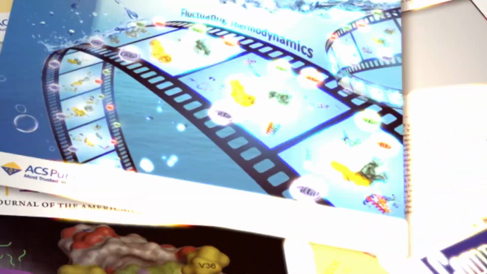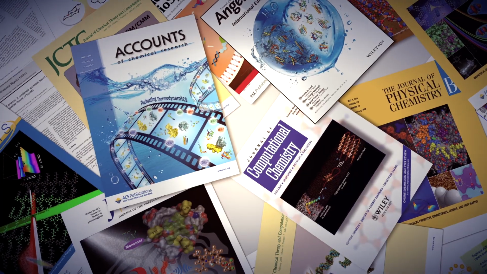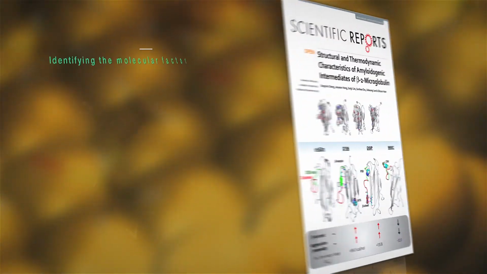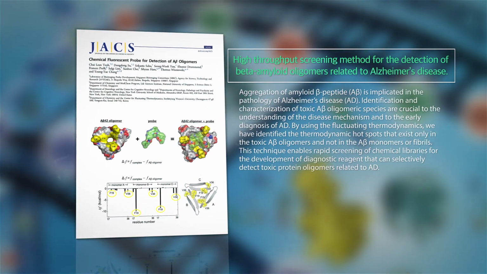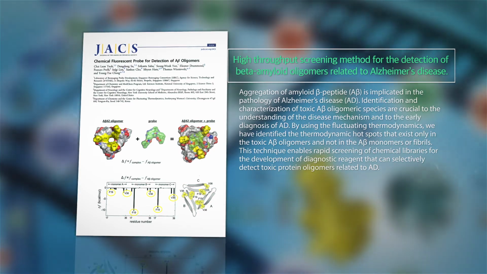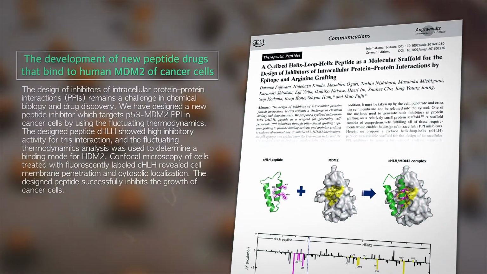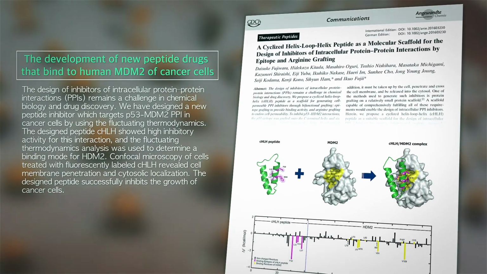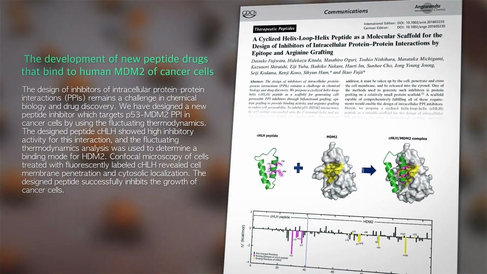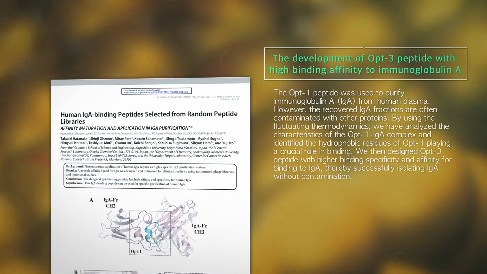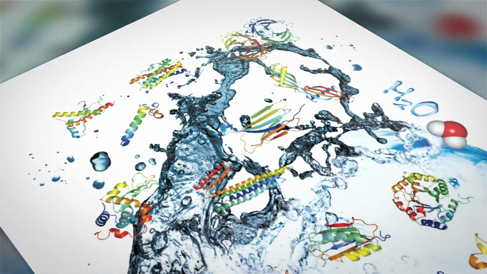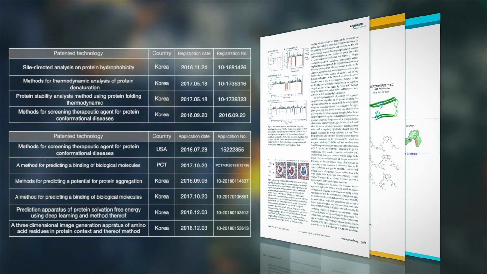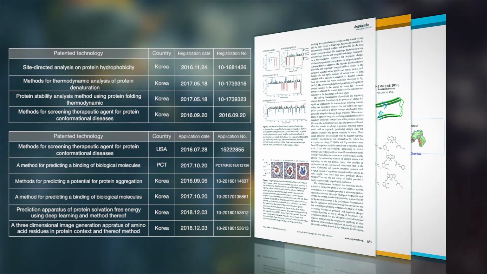Fluctuating thermodynamics has a wide range of applications in biotechnology and biotherapeutics. Like identifying the cause of amyloidosis related to kidney dialysis, screening new drug candidates to bind beta amyloid oligomers as the diagnosis of Alzheimer's disease, activating P53 peptide through the development of cyclized helix-loop-helix peptide that binds to MDM2 in cancer cells, developing OPT3 peptide with high binding affinity to immunoglobulin A. Fluctuating thermodynamics is an innovative science creating a new paradigm in biology and has made an impact and benefit in bioindustry.